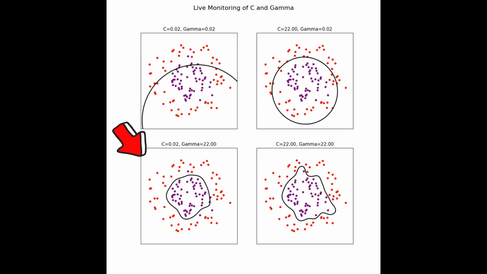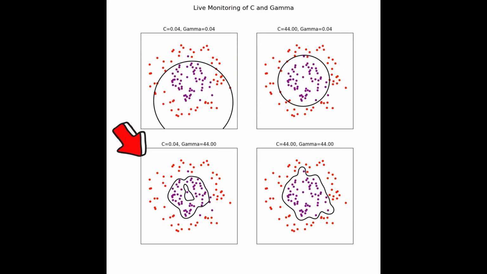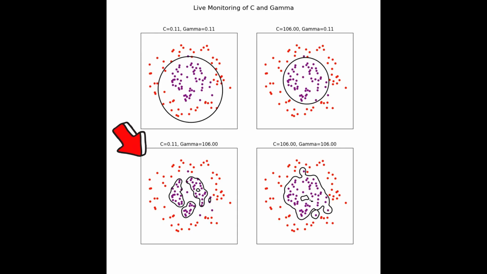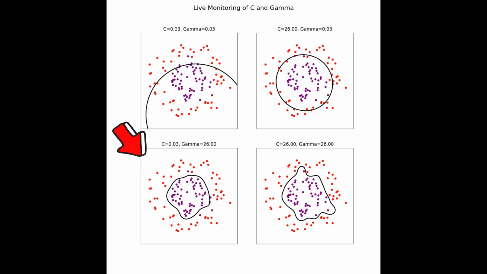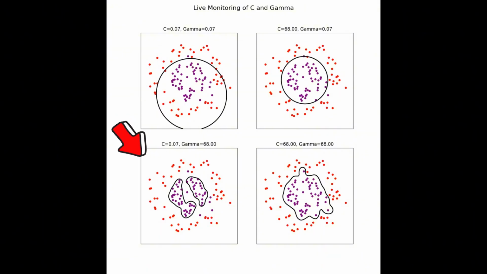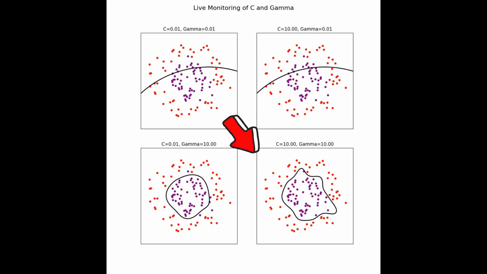Down here on the bottom left, we have low C but high gamma. This is a weird contrast. Gamma is trying to create sharp, localized pockets around individual points, but because C is low, the model is still forgiving. You see the boundary starting to wiggle and bend, but it's not yet committing to perfectly capturing every single outlier.